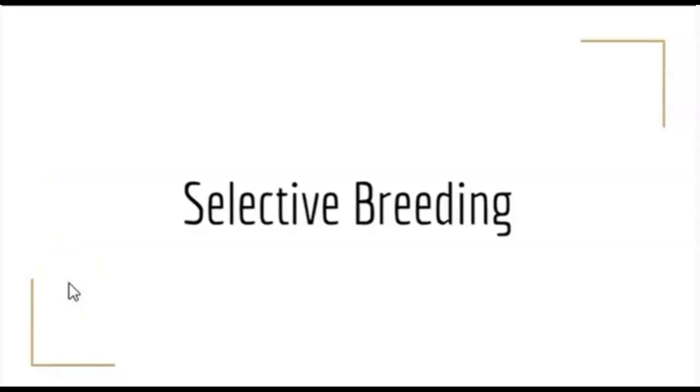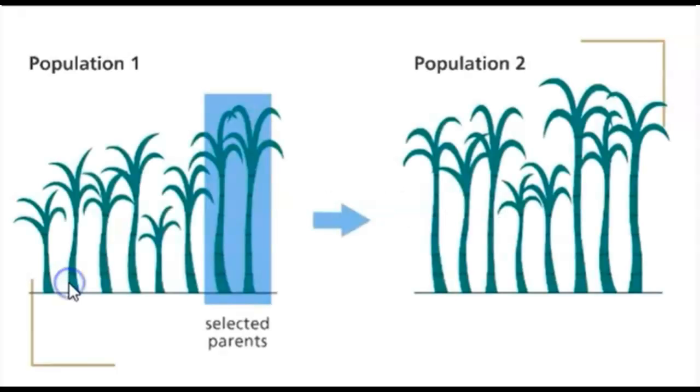Selective breeding involves choosing parents with particular characteristics to breed together and produce offspring with more desirable characteristics. Humans have selectively bred plants and animals for thousands of years. Crop plants with better yields, as in this example here, where you take the bigger offspring from population 1, and hopefully over time population 2 would have more plants that are a larger size.